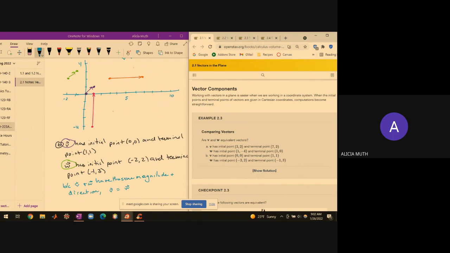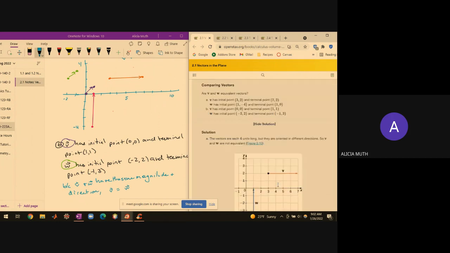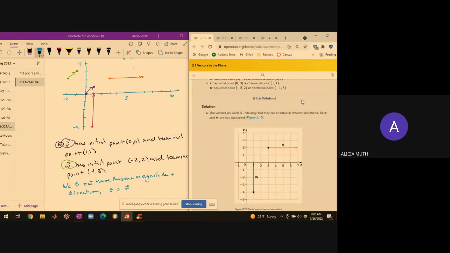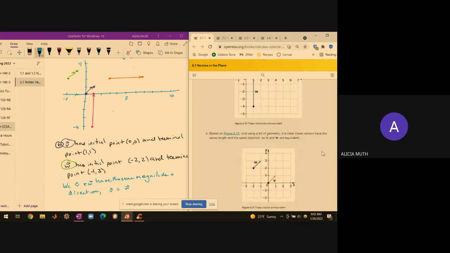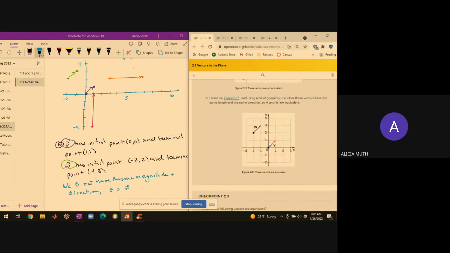Let's just check our answer with these solutions here. Okay. So yeah, it says the vectors are each 4 units long, but they're in different directions, so they are not equivalent. And here, it's clear that they do have the same length and direction, so they are equivalent. So we get it. All right.